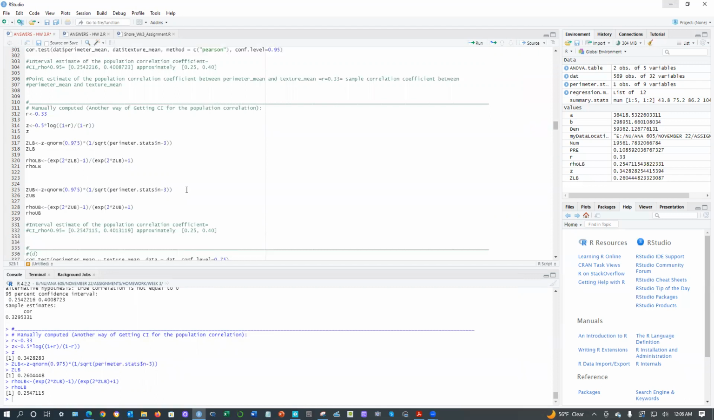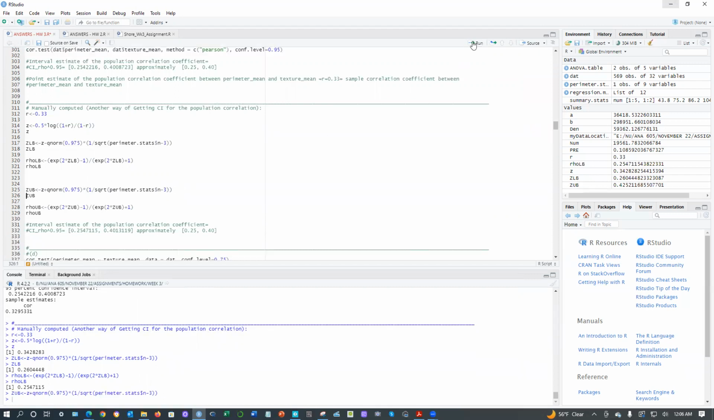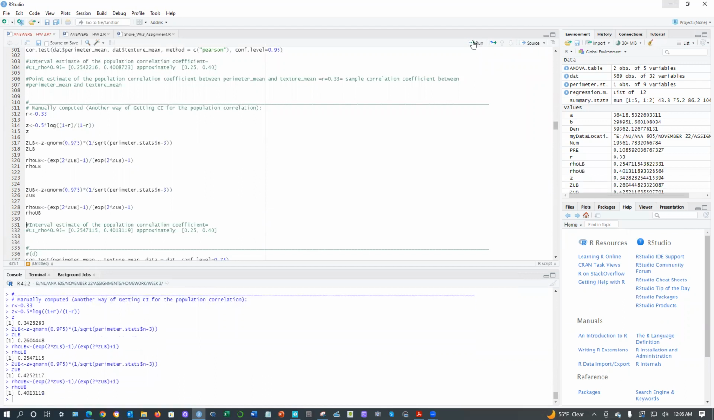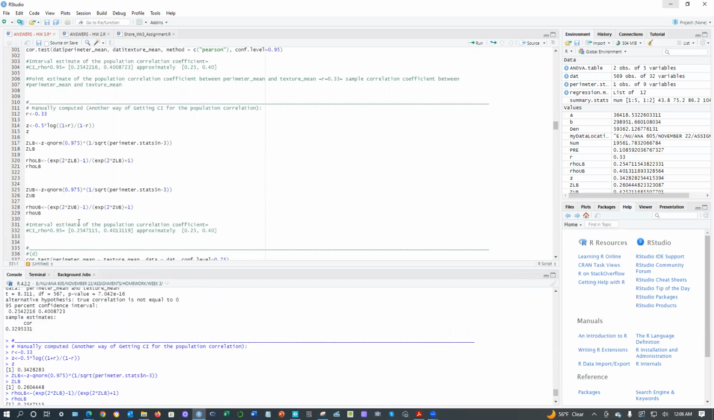Then I do the same thing for the upper bound. I get Z, put it back to R, and look at 0.40, the same thing. It's interesting to get this in another way. That's the standard way of getting it, the one they have embedded within the program. So it's clear now.